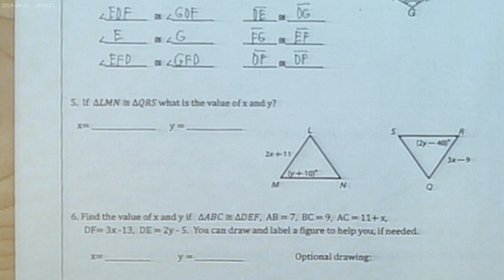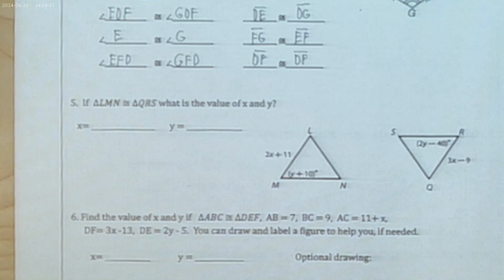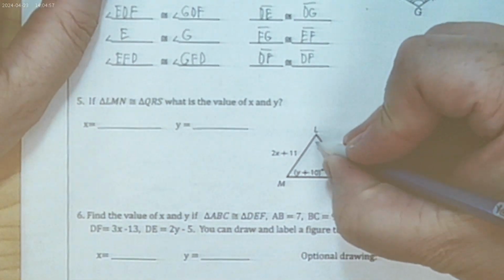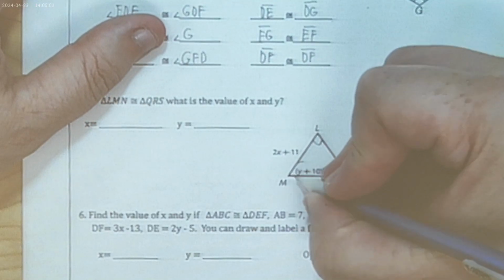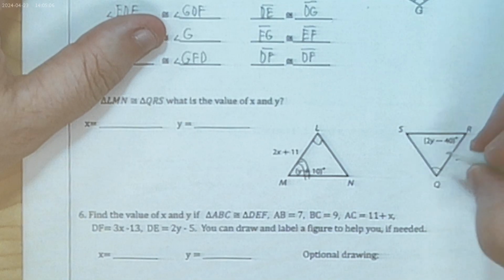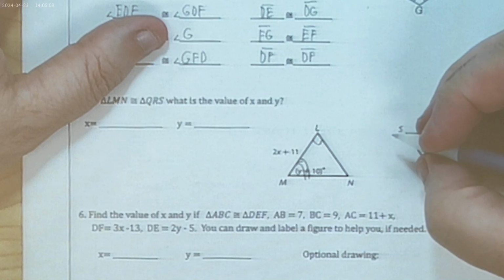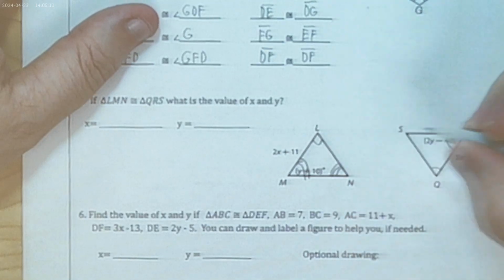Let's see. If LMN is congruent to QRS, what is the value of X and Y? All right. So this is another one of those examples where, if you have two triangles and you have to solve for something and you have a congruent statement, for the love of everything, please write out your reference angles just to start out with. So I've got L goes to Q, M goes to R, and then N goes to S.